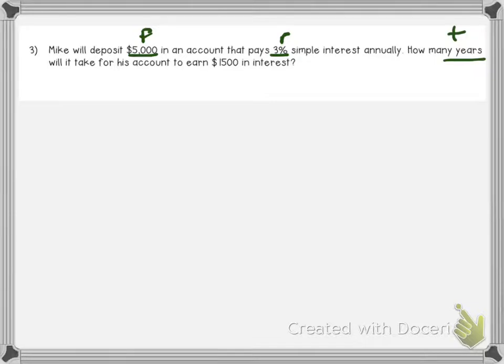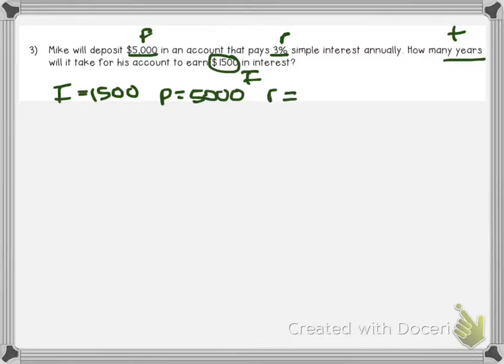How long will it take for his account to earn $1,500 in interest? So this is your I. So I equals 1,500. P equals 5,000. R equals 3%, which, if we take our 3% and move the decimal over 2 times, we get 0.03. And T equals, we don't know.